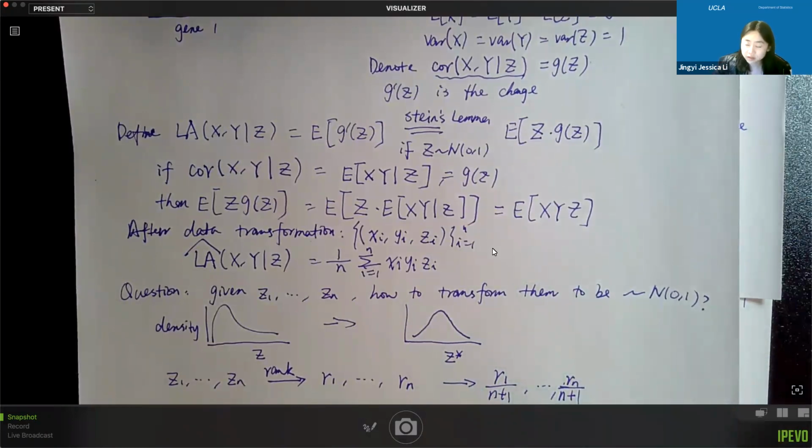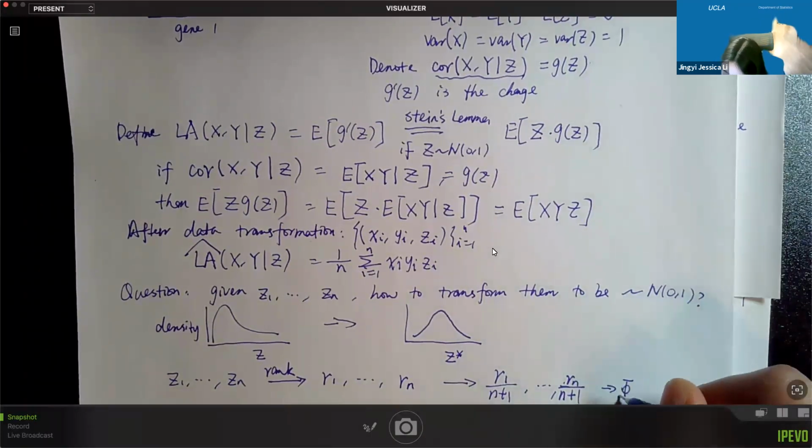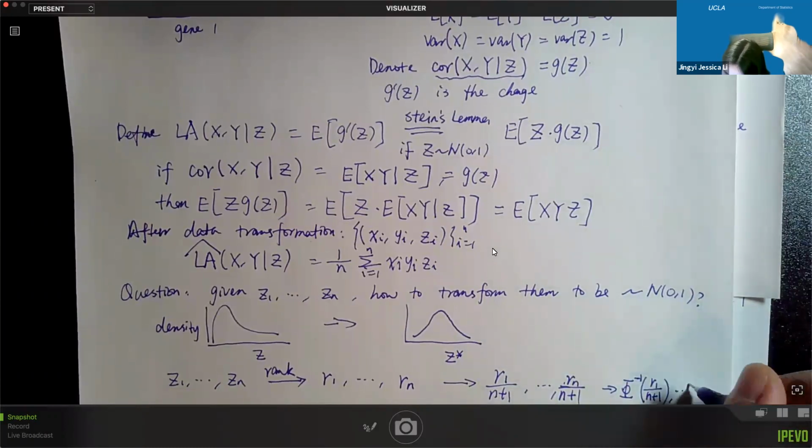And then finally, you are going to replace those by the corresponding quantile values in the standard normal distribution. So you are going to use the CDF inverse of R1 over n plus 1 to the CDF inverse of Rn over n plus 1.